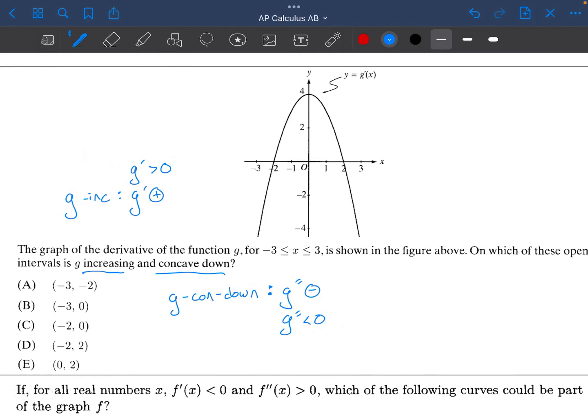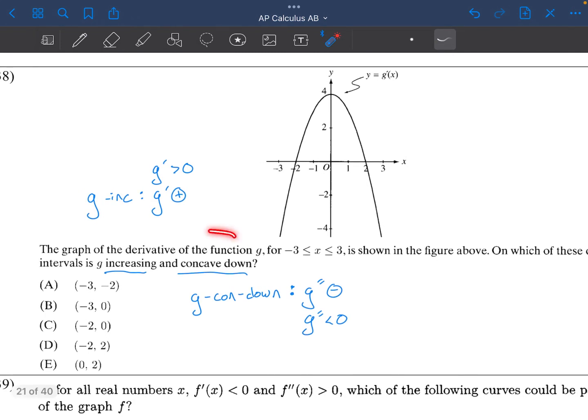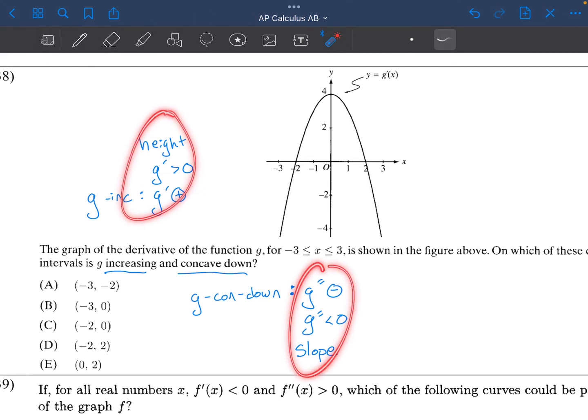So we have a graph of G prime, and that's kind of important to note. This is G prime. It tells you the derivative of the function G is shown. So it tells you it twice, just in case you forget that this is G prime. So on a graph of G prime, what is G prime? That's going to be height. So I'll label those height. And then on a graph of G prime, what is G double prime? G double prime must therefore be slope. So essentially, we boiled down the question to ask, where do we have a positive height and a negative slope?